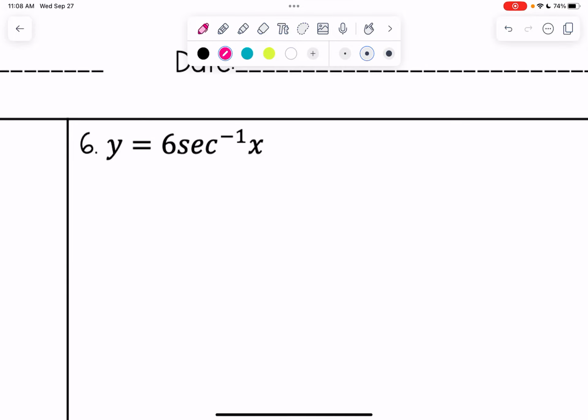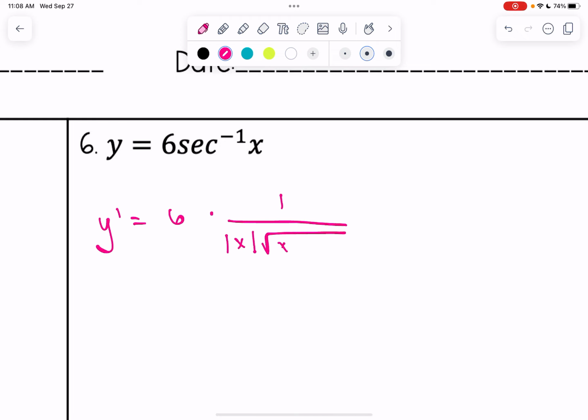Number 6 is an example of this is not a chain rule problem because we only have x there. We don't have 5x or 3x squared, something like that. So I'm going to keep my coefficient of 6, multiply it by the derivative of inverse secant. That's 1 over the absolute value of x times the square root of x squared minus 1. And again, if you want to simplify that into one fraction, you can.